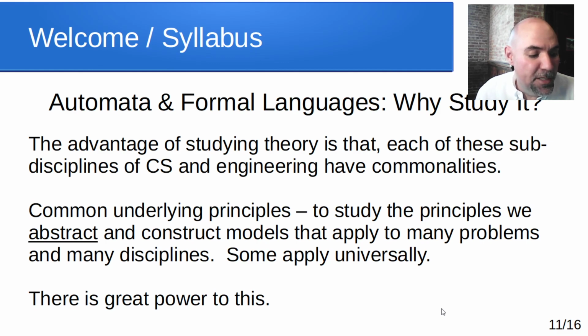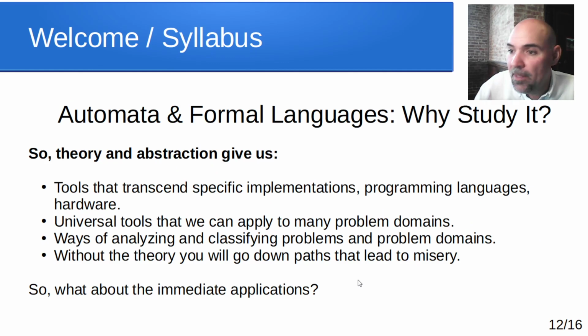Automata and formal languages is really a branch of math. And the way I like to think about it, it's kind of like the math of patterns and machines or algorithms that manipulate those patterns, either generate things from patterns or recognize things from patterns. So automata and formal languages is like that mathematics of patterns. And again, there's great power to that. So the whole concept of theory and abstraction, that's going to give us tools to use that transcend certain implementations or programming languages or hardware. It's a tool that we could use in any programming language or any type of hardware that we're working with.